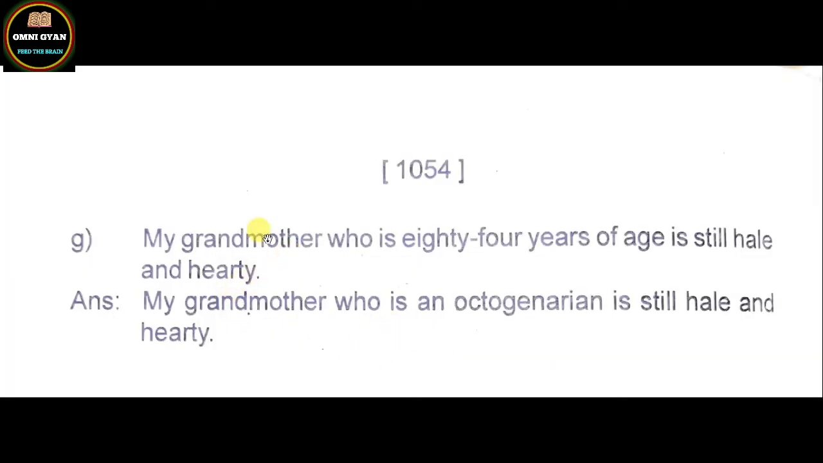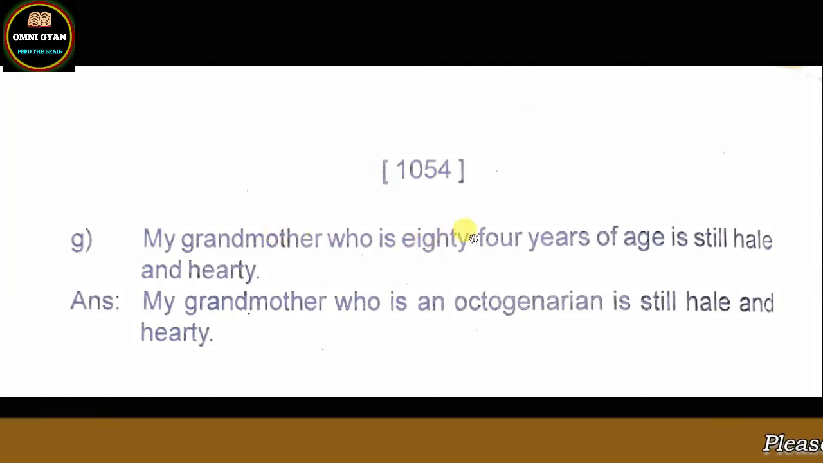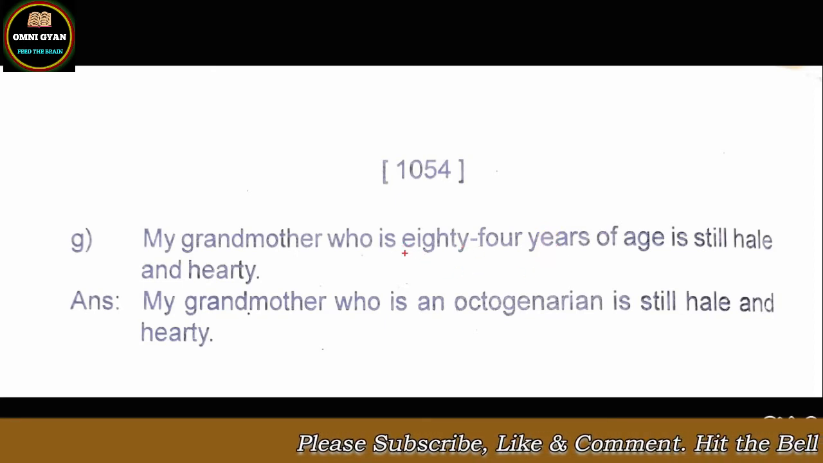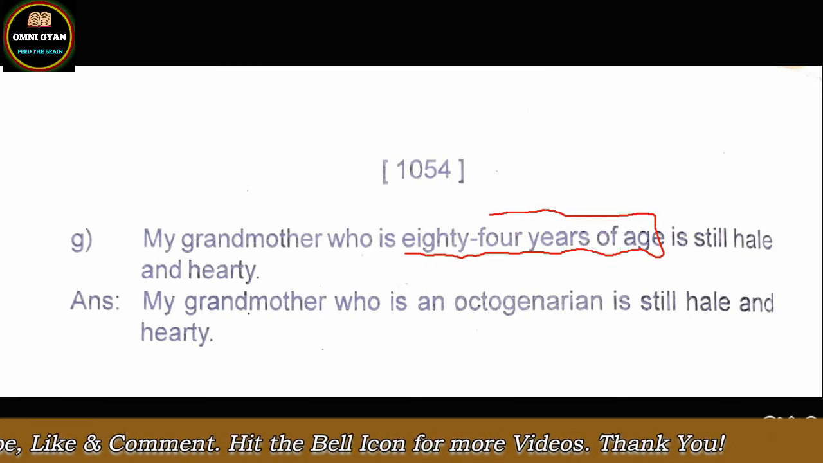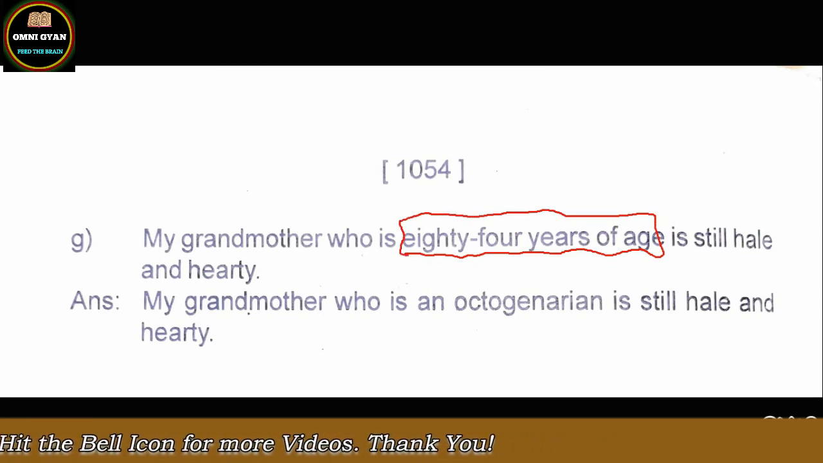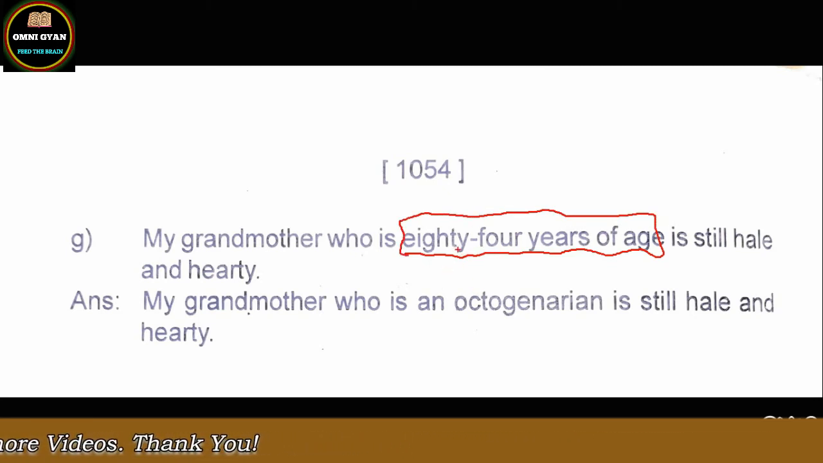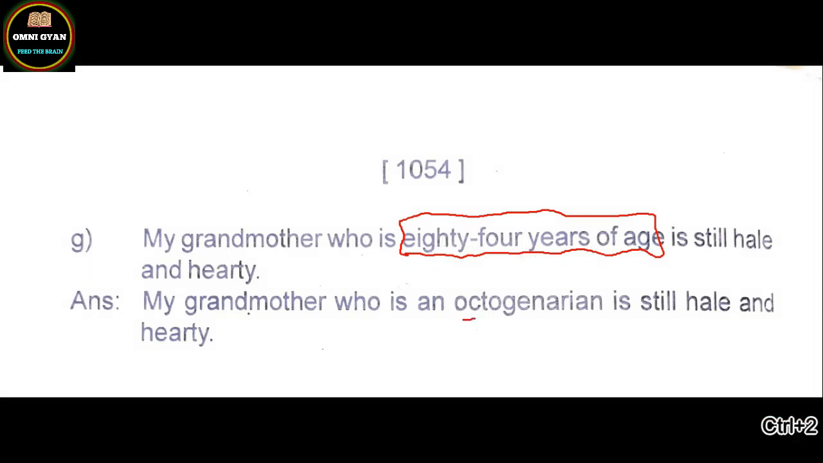My grandmother, who is 84 years of age, is still hale and hearty. So 84 years of age has to be underlined. These are the group of words that is to be replaced by the word octogenarian. So my mother, who is an octogenarian, is still hale and hearty.